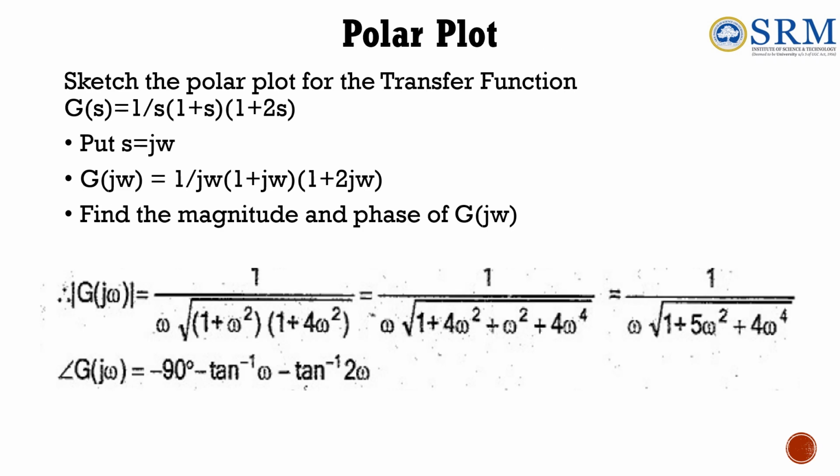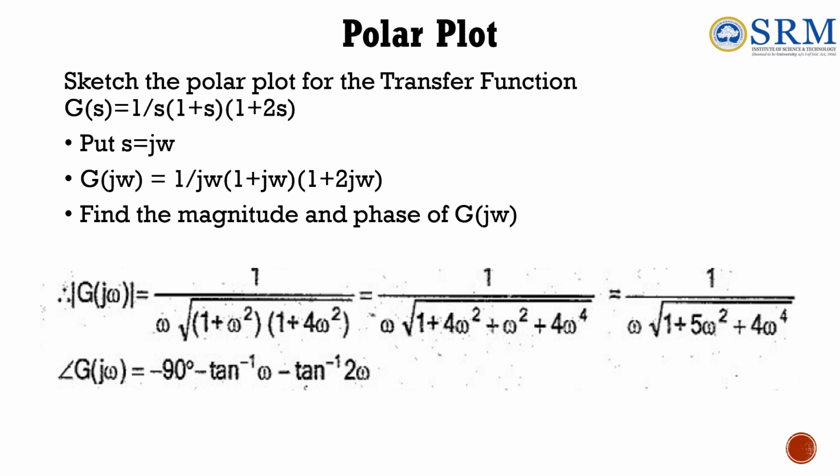Let's see an example problem for polar plot. Sketch the polar plot for the transfer function G(s) equal to 1 by s into (1 plus s) into (1 plus 2s). As the beginning step, we need to find out the frequency domain transfer function. To find it, replace s with j omega in the given transfer function. So we get G(j omega) equal to 1 by j omega into (1 plus j omega) into (1 plus 2 j omega).